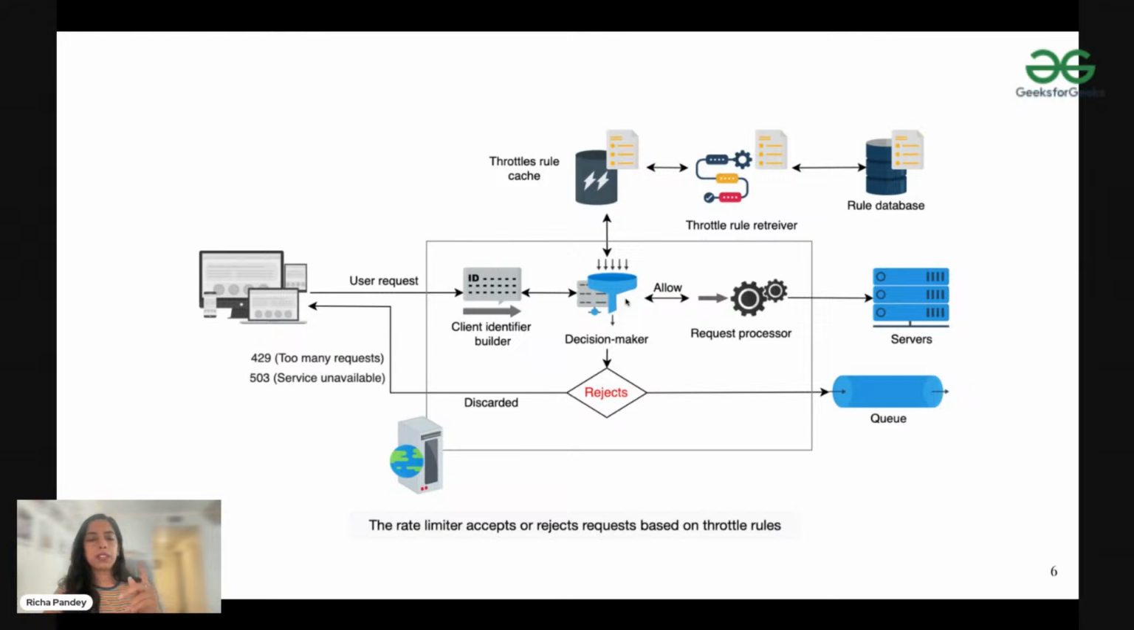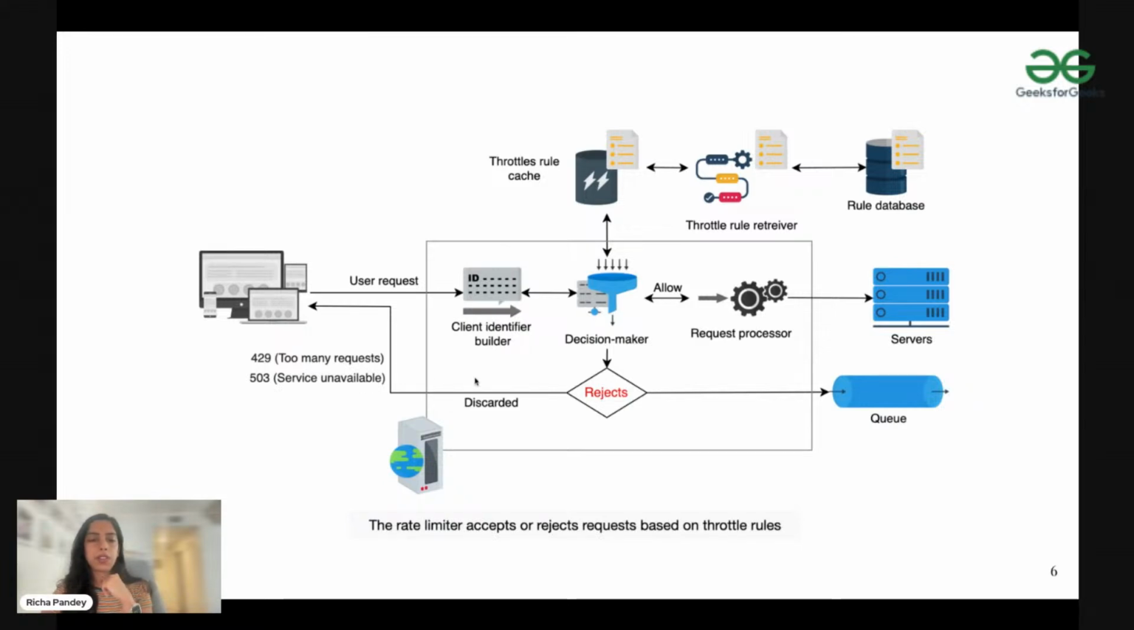Now, the rate limiter can also discard the request. If it says to reject the request, there can be two things. Either we can discard the request altogether, which is this discarded request. The API can send a 429, which is too many requests, or a 503, which says service unavailable. And there are more codes that will tell if an API request is declined, why it is declined. All these codes will help explain the reason for the discard.